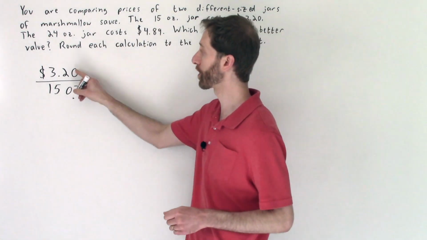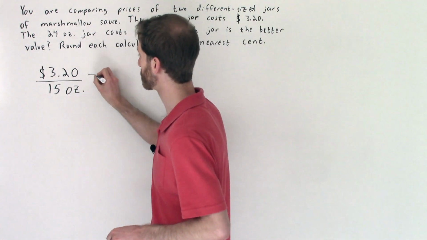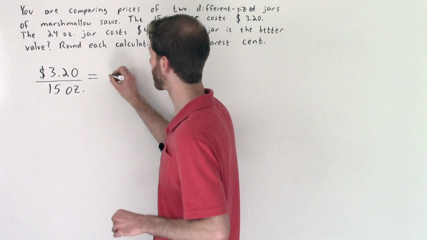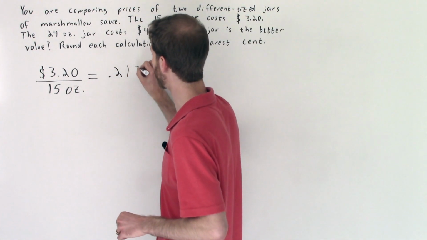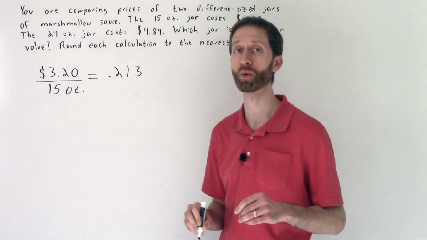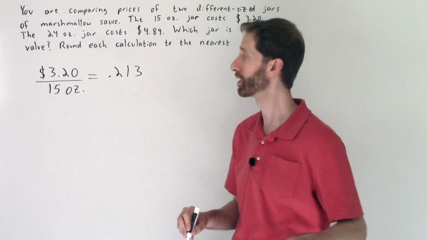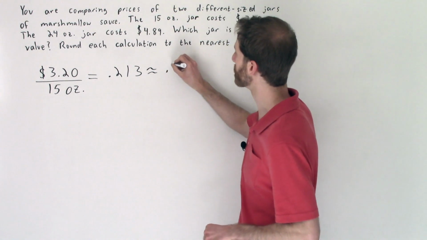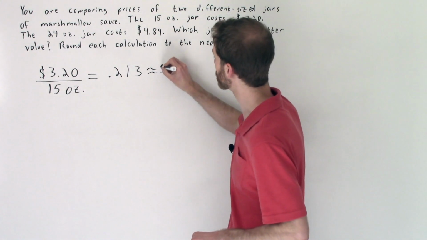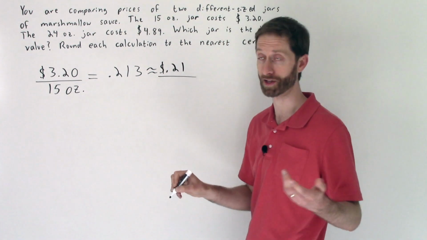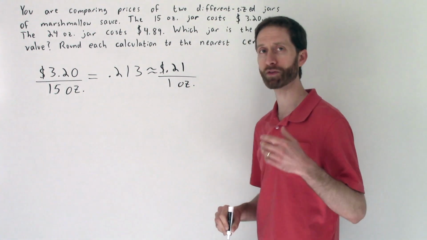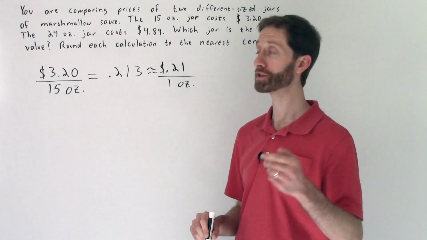And what we'll do with that is calculate the unit rate. So I divide the numerator by the denominator, and what I get, as a decimal, is 0.213. Your calculator will return 0.2133333. Rounding to the nearest cent, that would be approximately $0.21. I'll put the units there, right? Or 21 cents per 1 ounce. Okay, so we've got the unit rate of the 15-ounce jar.